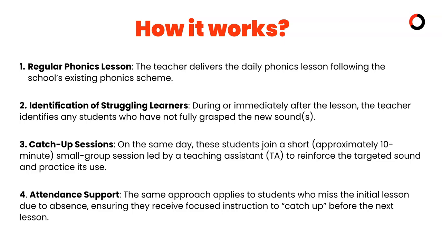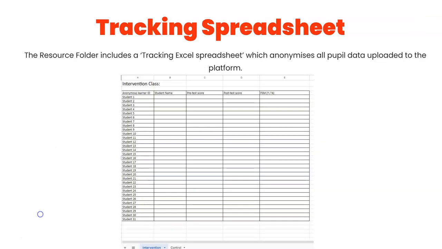And attendance support. The same approach applies to students who missed the initial lesson due to absence, ensuring they receive focused instruction to catch up before the next lessons. In the resource folder, you'll see a tracking spreadsheet. This allows you to link an anonymized learner ID to a student in your class.